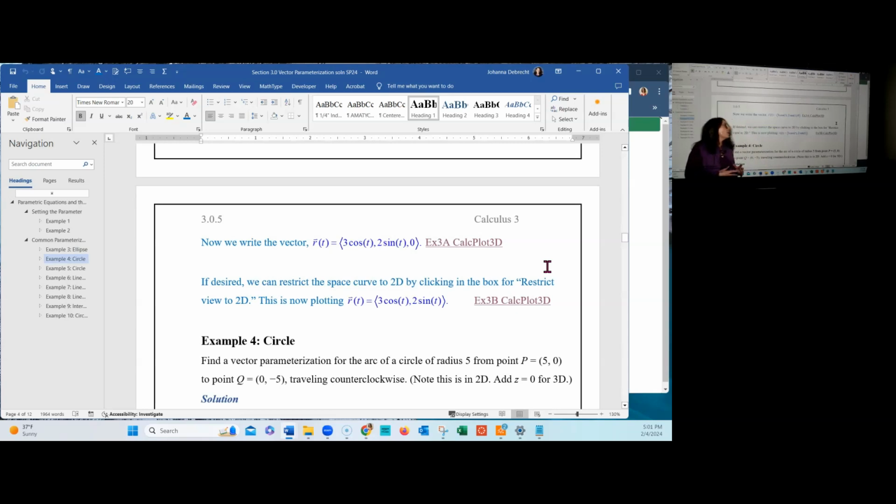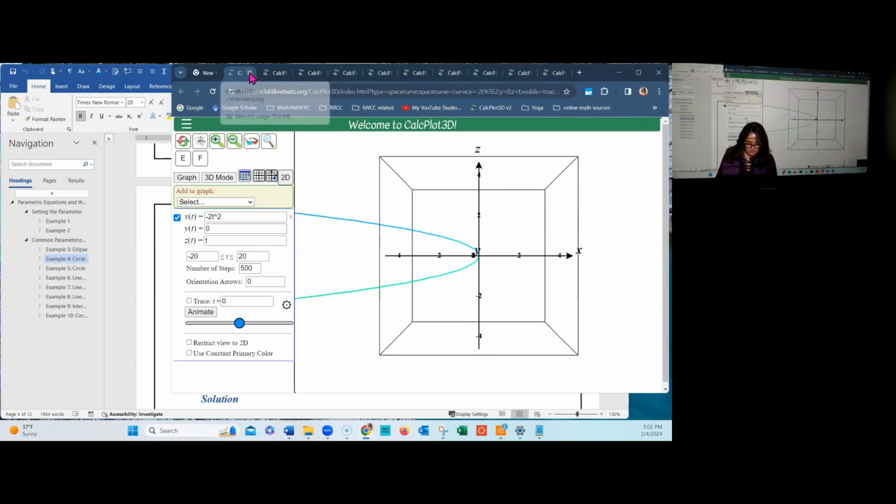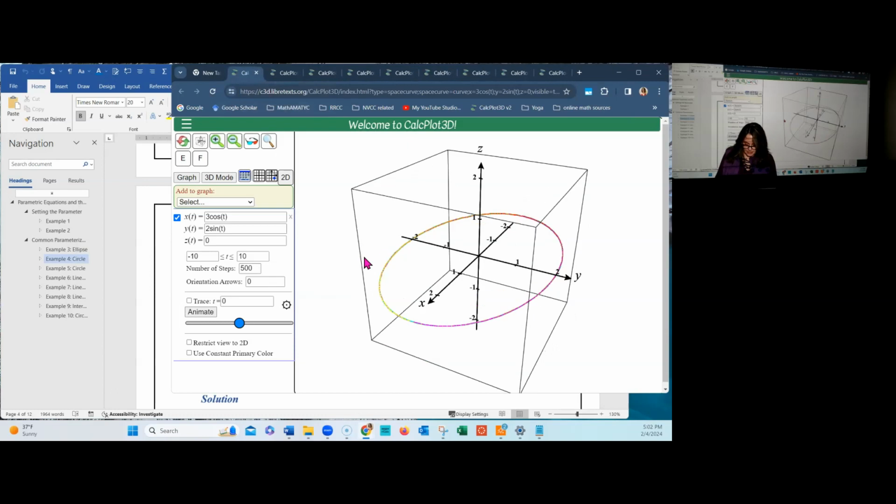Now, you could parameterize this in 2D or in 3D. If you parameterize it in 3D, then you need a component for each of the three, x, y, and z. So you would parameterize it as a vector, 3 cosine t, 2 sine t, and 0, where t goes from 0 to 2 pi. And we can take a look at that one now, which is this one right here.